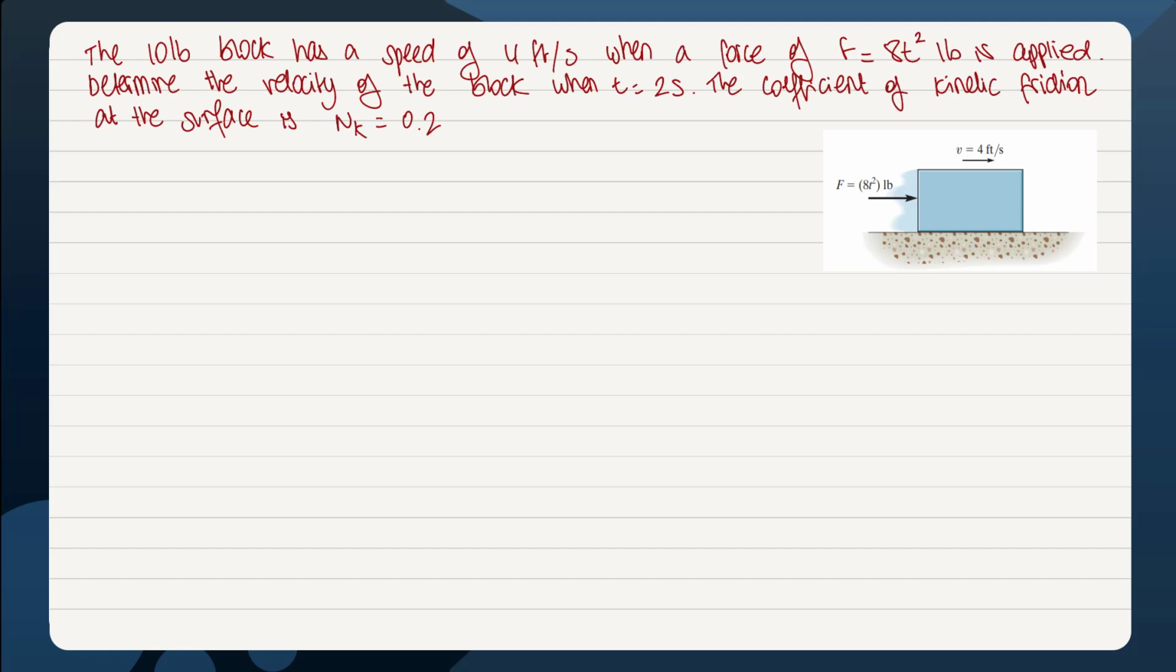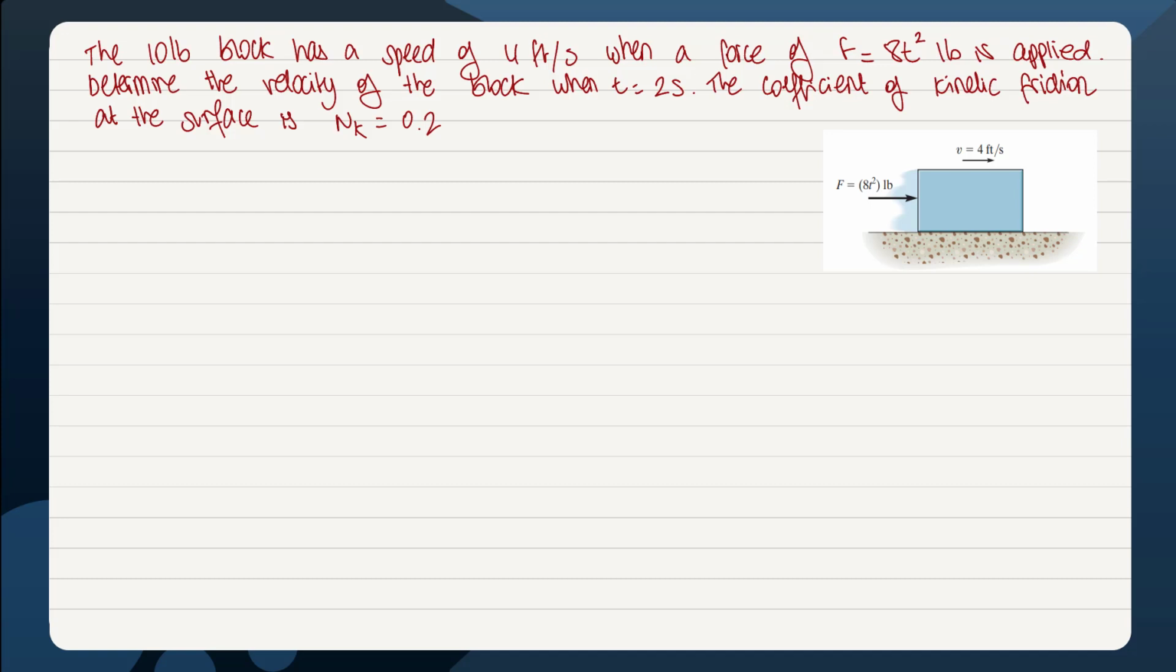Let us look at another example which also deals with rectangular components. A 10-pound block has a speed of 4 feet per second when a force of F equals 8t squared is applied. We're asked to determine the velocity of the block when t is equal to 2 seconds. The coefficient of kinetic friction at the surface is mu k equals 0.2. So I'll give you a couple of minutes to solve the problem.